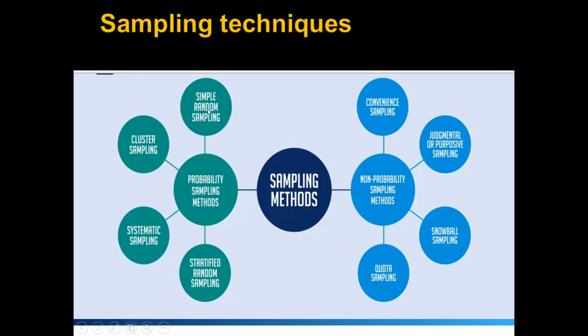तो ये है simple random sampling, then stratified random sampling, systematic sampling and cluster sampling. तो 4 techniques जो हैं they come under the category of probability sampling methods. और दूसरी classification इसका है non probability sampling techniques.